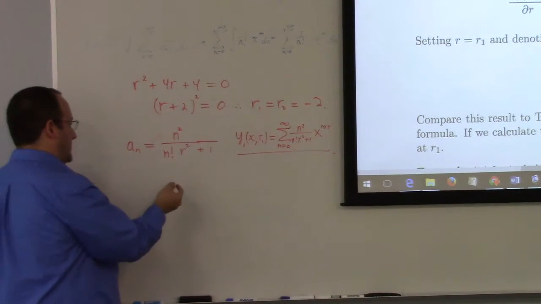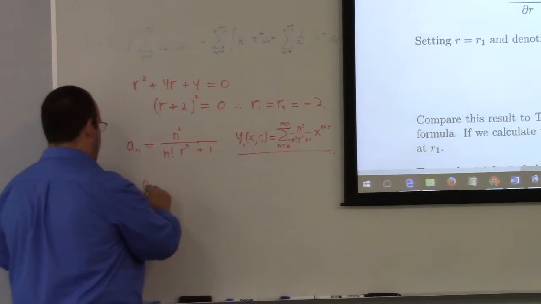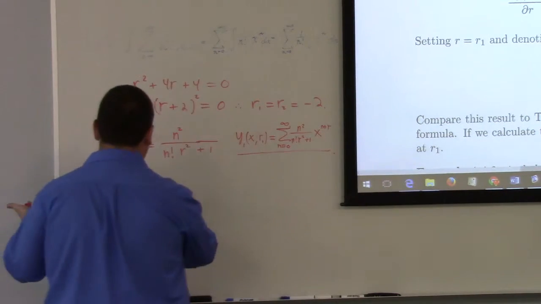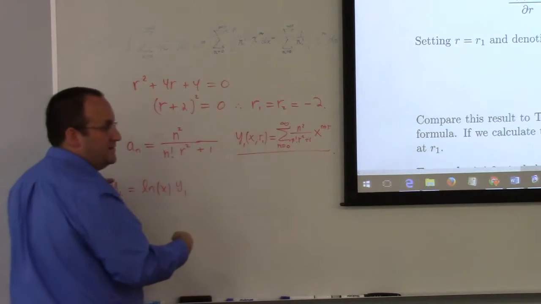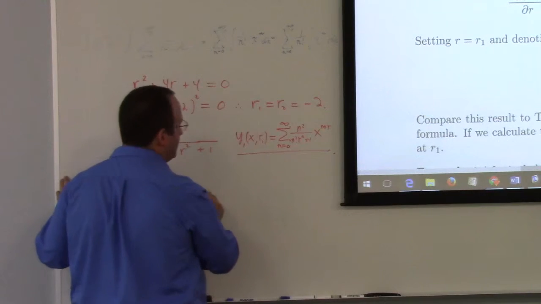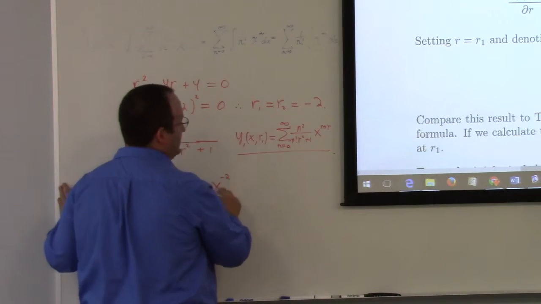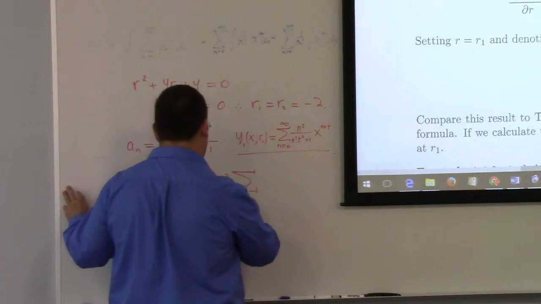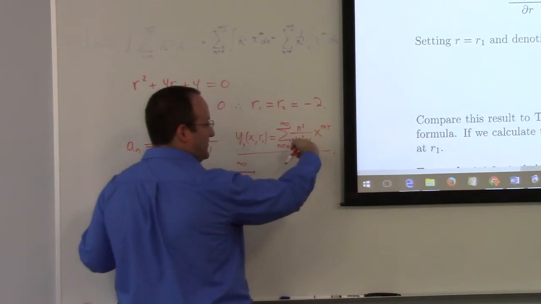It's saying the second one, y2, would just be the log, how's it go? You do log of x times y1, which is just this stuff again, all right? Plus, what do we do? x to the r1, which in this case would be x to the minus 2, times the sum, n equals 0 to infinity, and then you've got to differentiate this thing with respect to r.